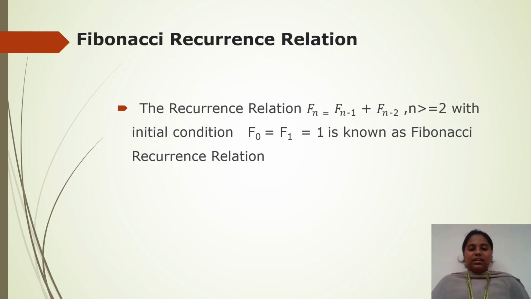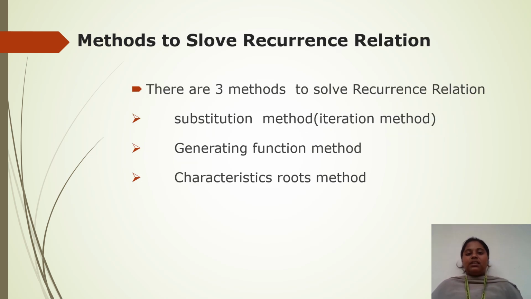Fibonacci recurrence relation. The recurrence relation f_n equals f_(n-1) plus f_(n-2), where n is greater than or equal to 2, with initial conditions f_0 equals f_1 equals 1, is known as the Fibonacci recurrence relation. Methods to solve recurrence relations. There are mainly three methods: substitution method, generating function method, and characteristic root method.